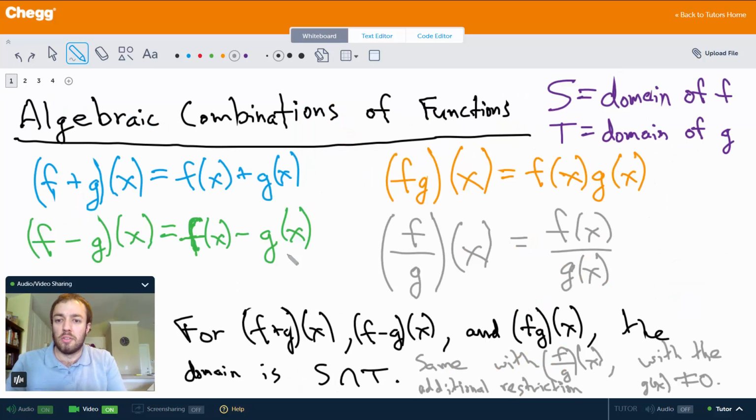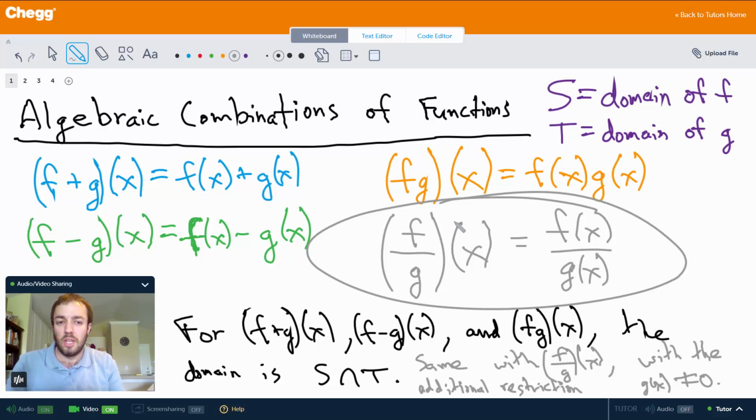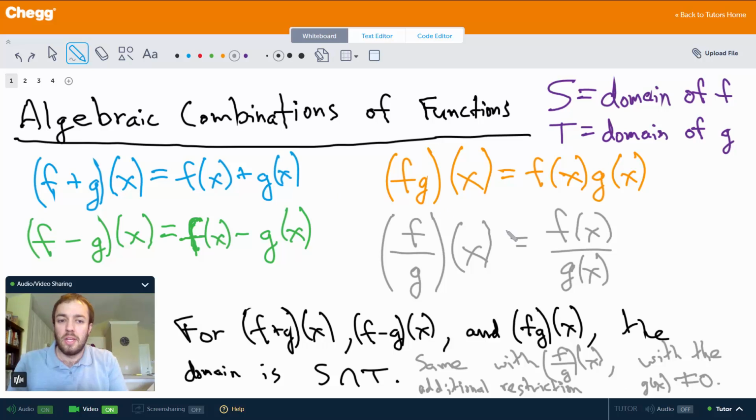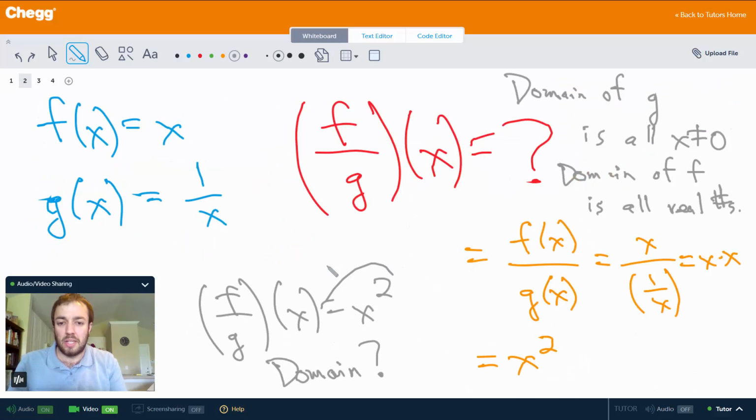Now, why is that important? Because again, remember, for all 4 of these, the domain is going to be S intersected with T, the domain of f intersected with the domain of g. But for this 4th one, for the division, we do have that extra restriction. For this tricky example, the extra restriction is not the issue, but the issue is that there's a real subtlety here where the domain of g is giving us a restriction, which isn't really obvious from the final answer of f divided by g, because when we do f divided by g, it simplifies, and we just have x squared in the end.